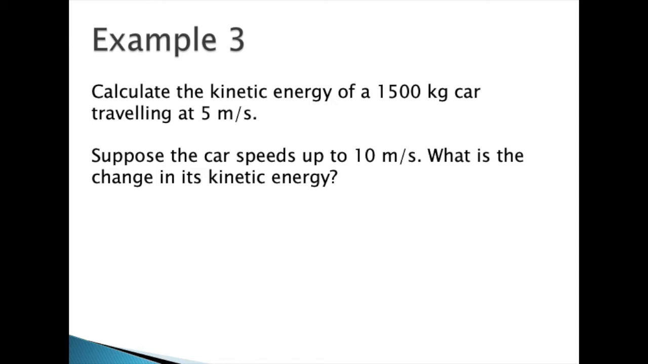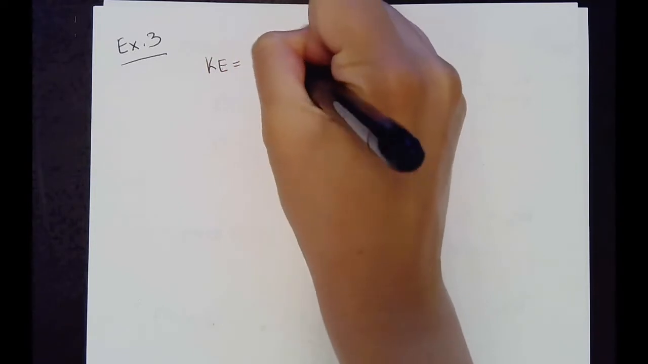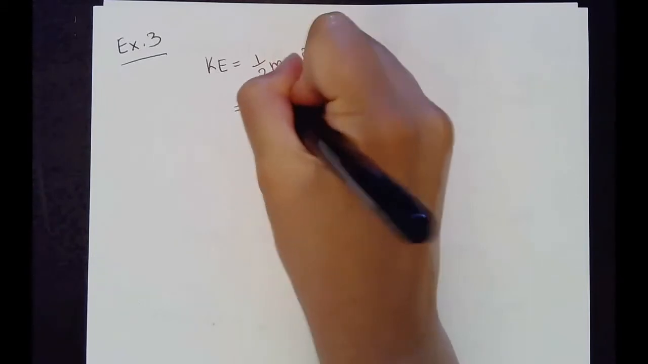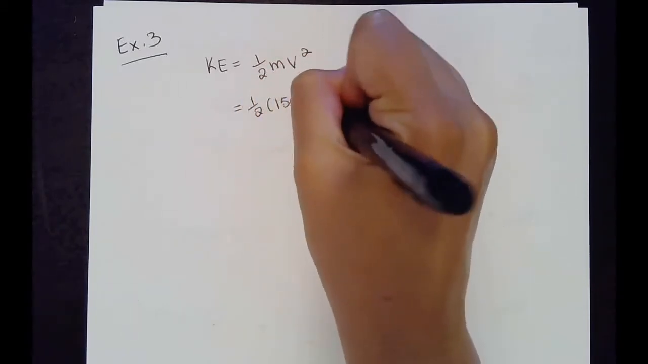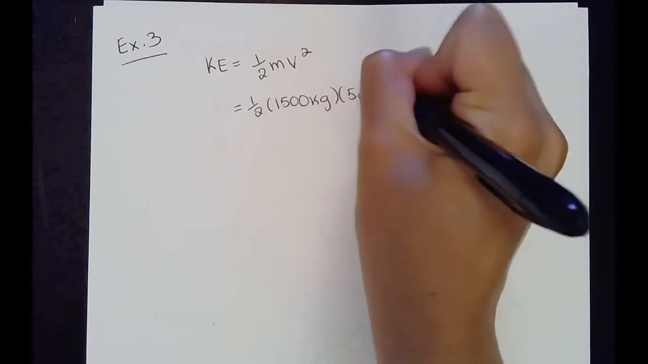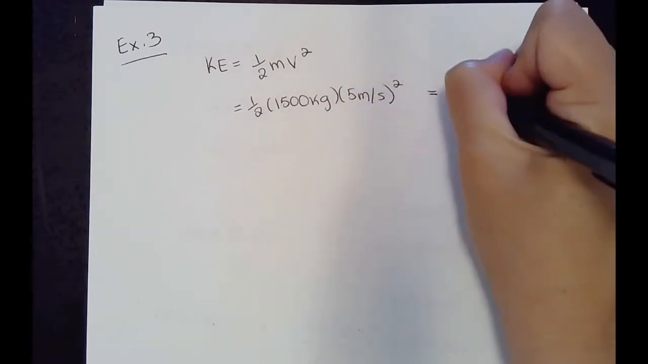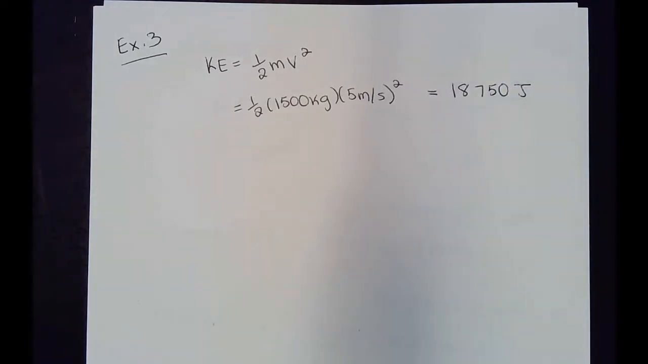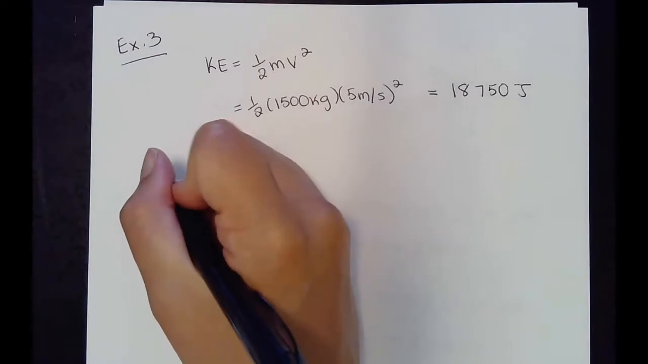Example 3, calculate the kinetic energy of a 1500 kilogram car traveling at 5 meters per second. Suppose the car speeds up to 10 meters per second. What is its change in kinetic energy? Okay, so to start, it's simple. We're just plugging into the definition for kinetic energy. Ke equals 1/2 mv squared. So that's 1/2 times 1500 kilograms times 5 meters per second squared, which is 18,750 joules.